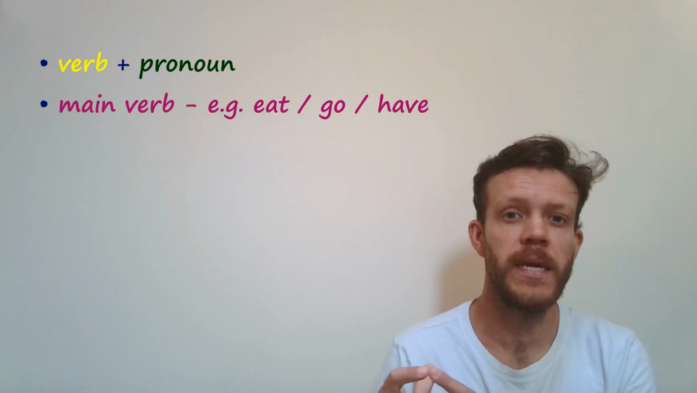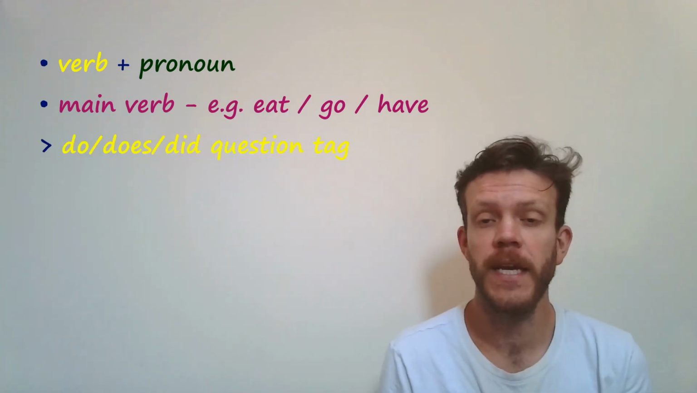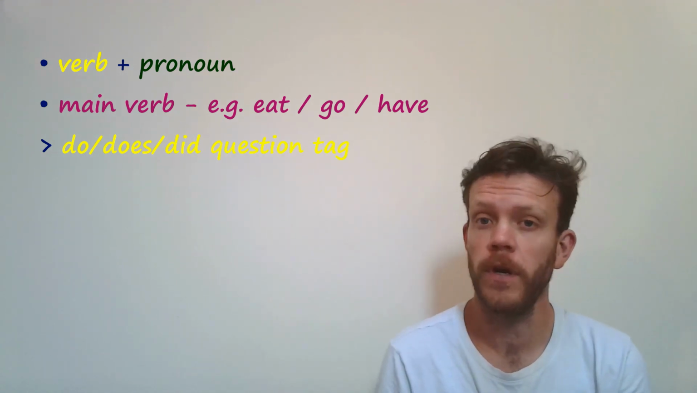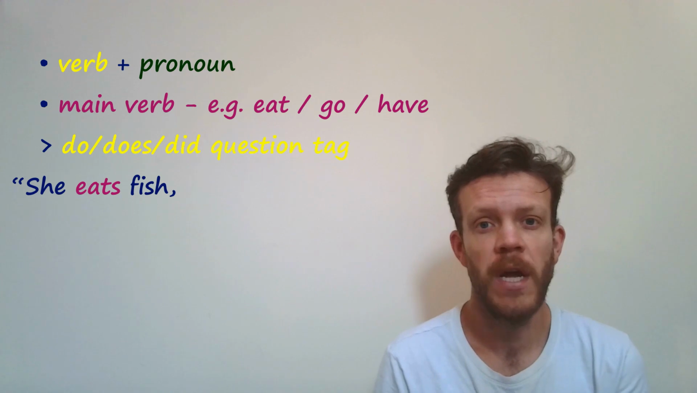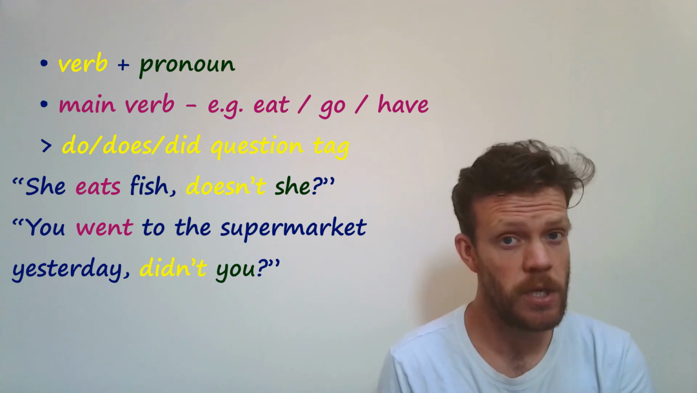And then if it's a main verb, like eat, go, or have, we're going to use do, does, did in the question tag, just like we would with a negative or a question. So, she eats fish, doesn't she? You went to the supermarket yesterday, didn't you?